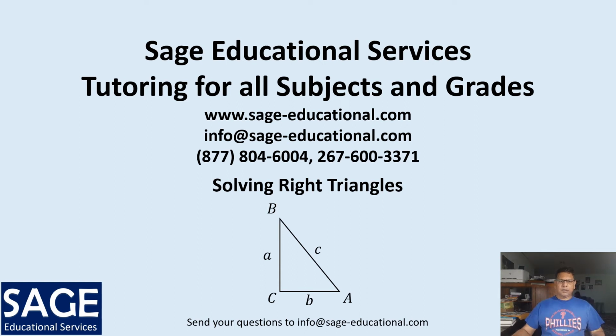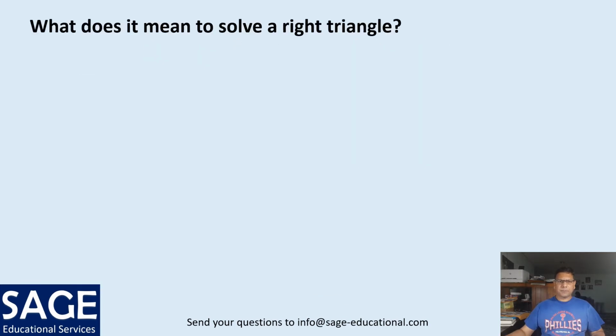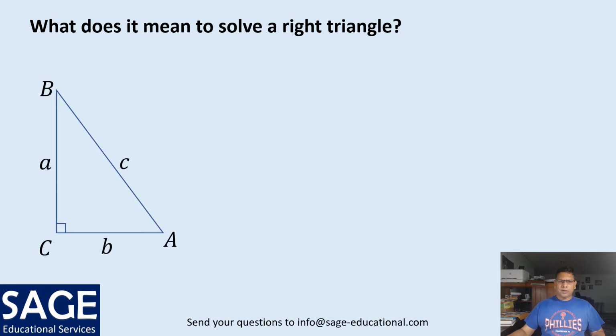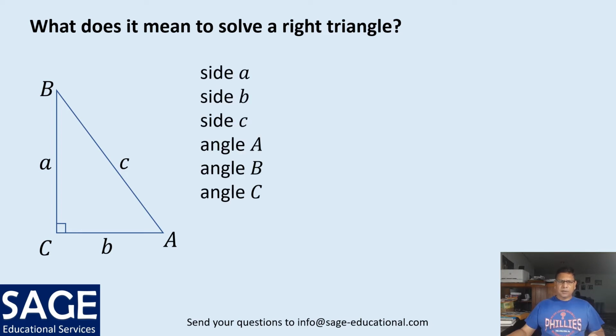Hello, in this video we will see what it means to solve right triangles and how we solve right triangles. In a right triangle there are six variables. We have the three sides, side A, side B and side C, and the three angles, angle A, angle B and angle C. The sides are denoted by lowercase letters and the angles are represented by uppercase letters.